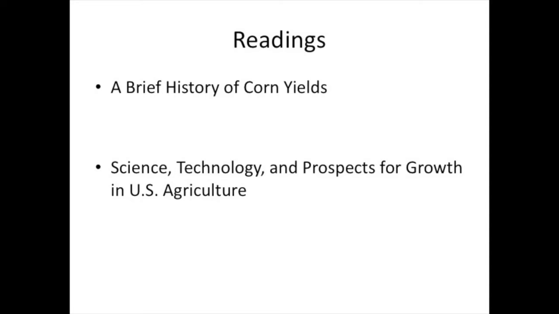The first one is a brief history of corn yields. If you go to our Compass website, this would be reading 2. It'll give you a brief history of corn yields. It happens to be a Washington Post article with an interesting graph on it, so go there and look at that. The second one is a USDA article that talks a bit more about yield trends, and both of those deal with corn. So if you go there, look at those two things, and they're pretty quick reads.